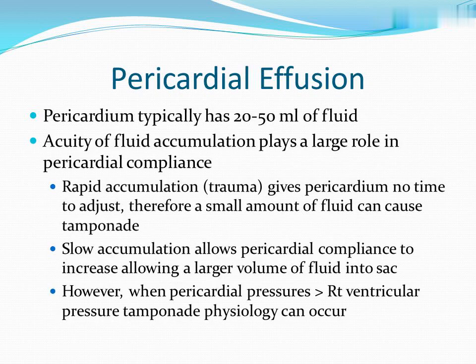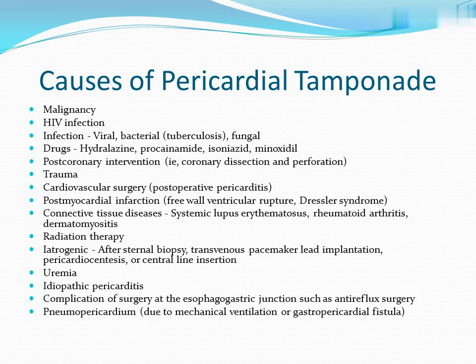Pericardial effusion. The pericardium typically has 20 to 50 milliliters of fluid. Acuity of fluid accumulation plays a large role in pericardial compliance. Rapid accumulation, as in trauma, gives the pericardium no time to adjust, therefore a small amount of fluid can cause tamponade. Slow accumulation allows pericardial compliance to increase, allowing a larger volume of fluid into the sac. However, when pericardial pressure is greater than right ventricular pressure, tamponade physiology can occur.